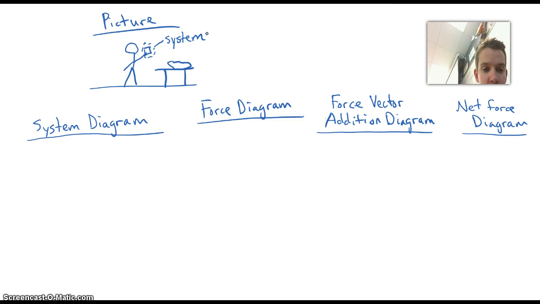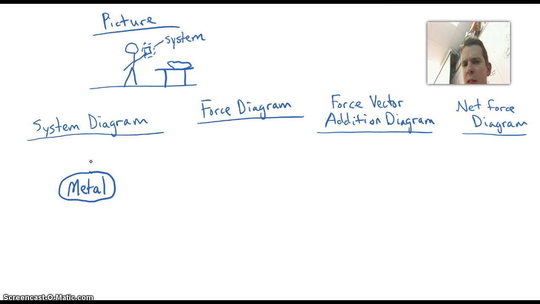The first diagram is to identify which other objects are interacting with the system. So in this case, the system is the hunk of metal, we'll say it is. So this is the object of interest. What else is interacting with the metal? Well, what else is touching the metal? My hand is, so I'm going to put the hand here.